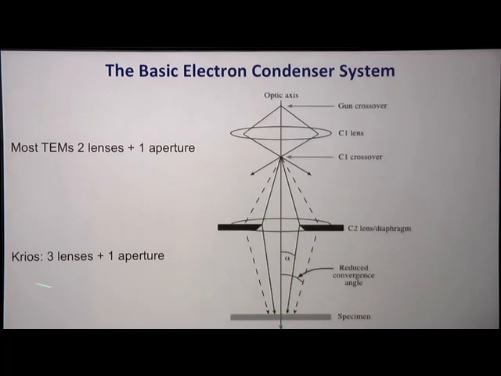Now the Krios actually has three condenser lenses, and that's a nice trick, because then you don't need to do this anymore. You can set the parallel illumination condition independent of the apertures. But that's really the main difference between the Krios and the Polara. And for our purposes, either one of them can achieve a good enough beam to do what we want.